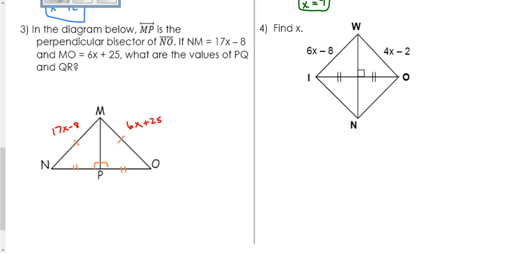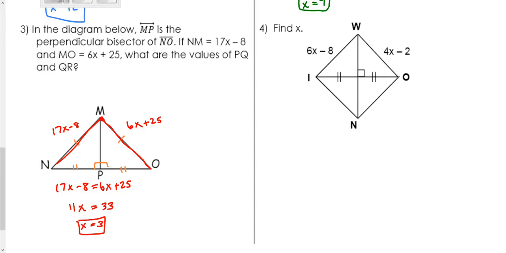Okay, so I've labeled my triangle, and I've written down the expressions that I was given, and because I know that this is a perpendicular bisector, I know the distance from M to N is the same as the distance from M to O, which means I can take those expressions and set them equal to each other. Okay. Subtract 6 from both sides, you get 11x. Add 8, you get 33, which means x is 3.